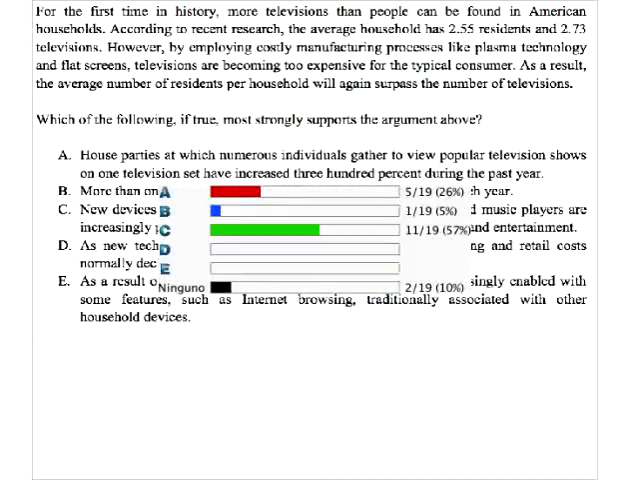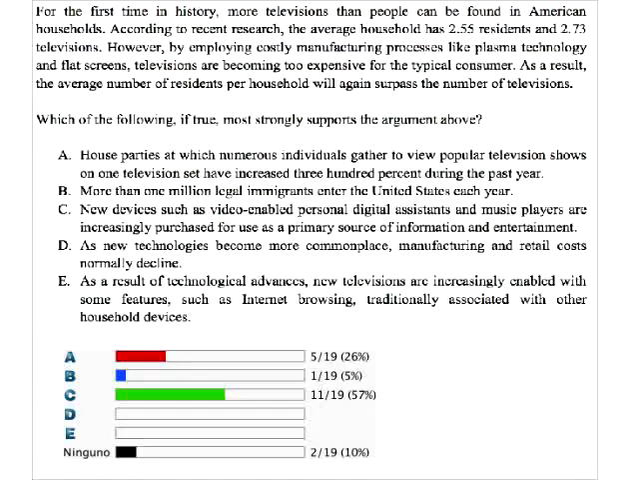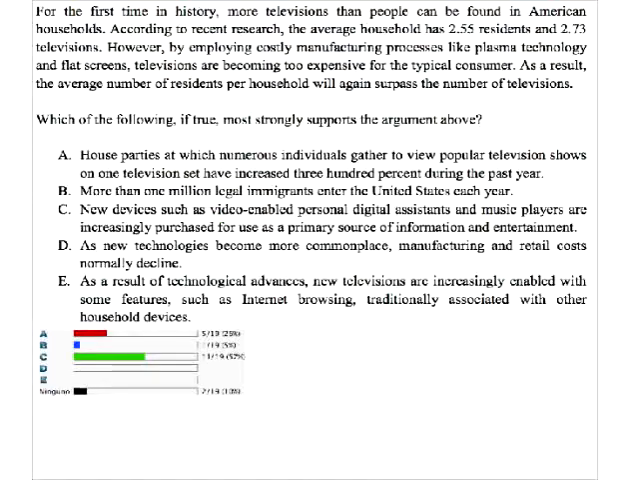There you go. So it looks like this one's a toss between A and C. Let's check it out. For the first time in history, more TVs than people can be found in American households. Numbers. These numbers don't help you because they are just the same as the statement that came before them. However, by employing costly manufacturing processes, televisions are becoming too expensive. As a result, the average number of residents per household will again surpass the number of televisions.